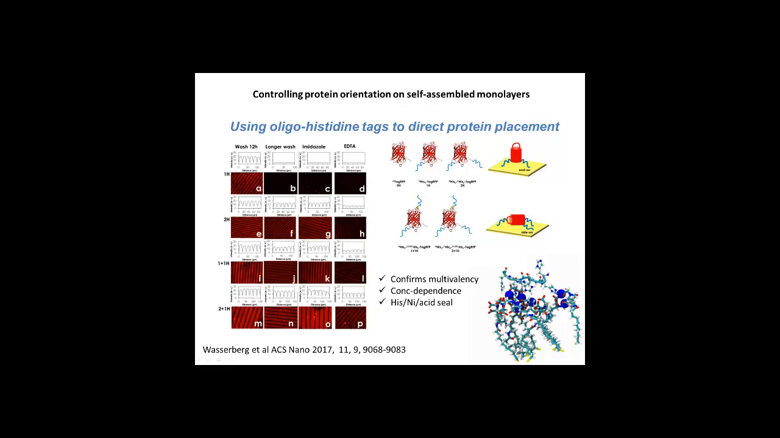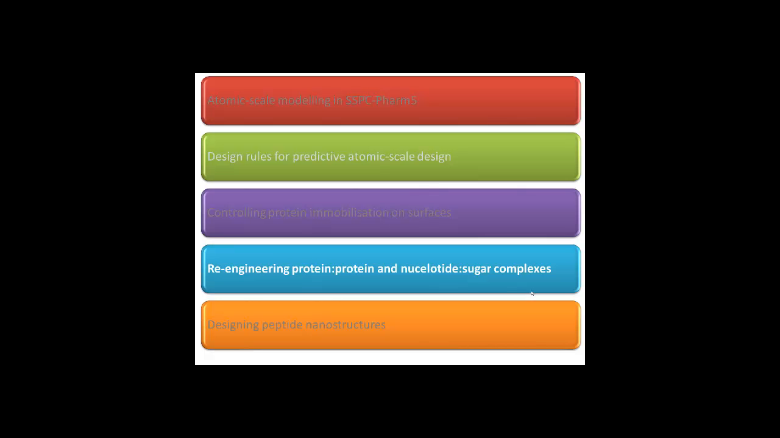So yeah, on the atomic scale it looks something like this. These are the nickels, these are the NTA, and this is the tag coming down. So you get this dynamic interplay whereby maybe 3 or 4 of the histidines are bound at any one time. Okay, so that's sticking proteins on surfaces. What about sticking proteins to each other?